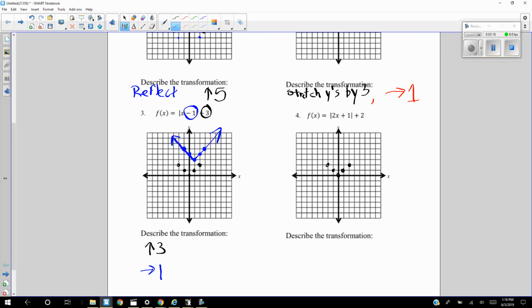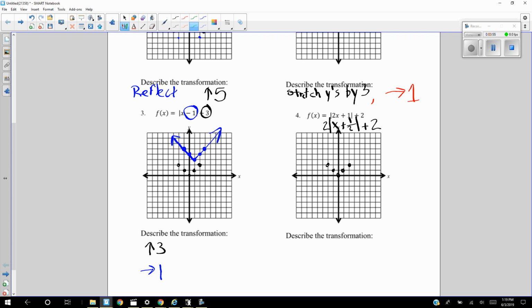All right, number 4, you got to be careful on this one. This one's a tricky one. And it's tricky because there is a coefficient on the inside of that absolute value. So first thing you want to do is you want to factor out that 2. Think about 2 times what will give you 1. Well, 2 times 1/2. So we've just divided a 2 from 2x and from +1.